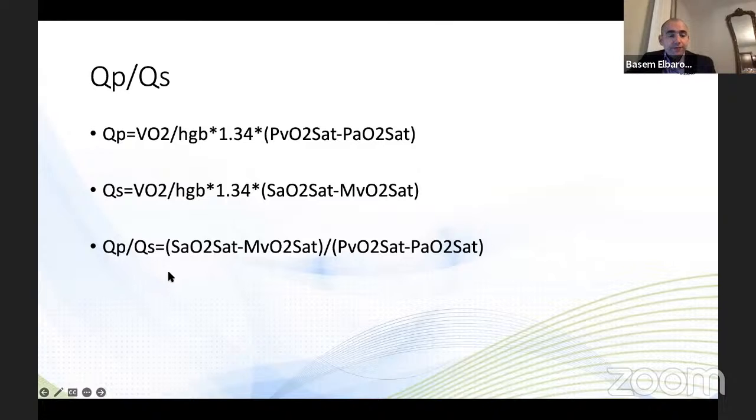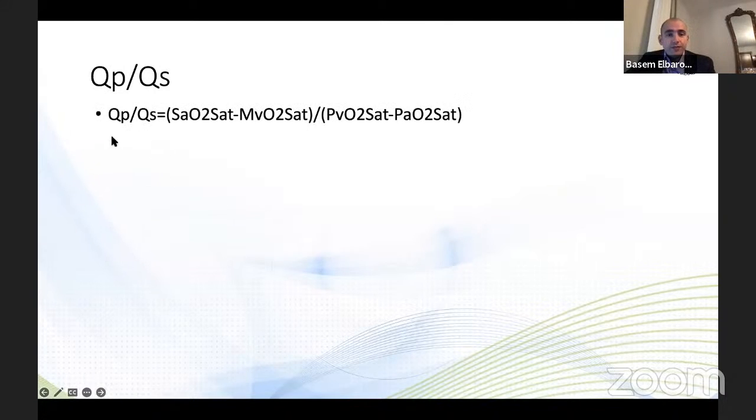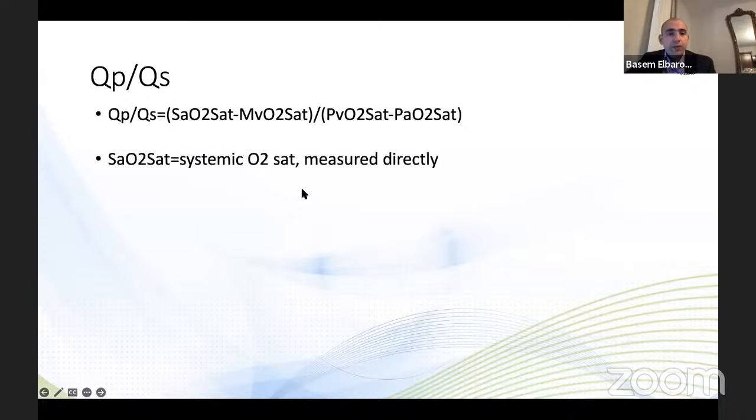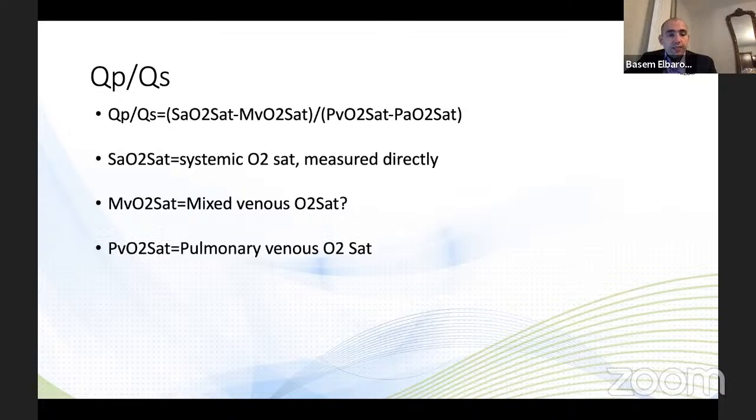Okay, so again, this is the equation. Where do we get these? The systemic oxygen saturation is measured directly. You can take an ABG, an O2 sat, or if you're doing a left and right heart cath, you can take a blood sample directly. It can be measured directly, not difficult. Okay, we'll get to the MVO2 sat on the next slide.